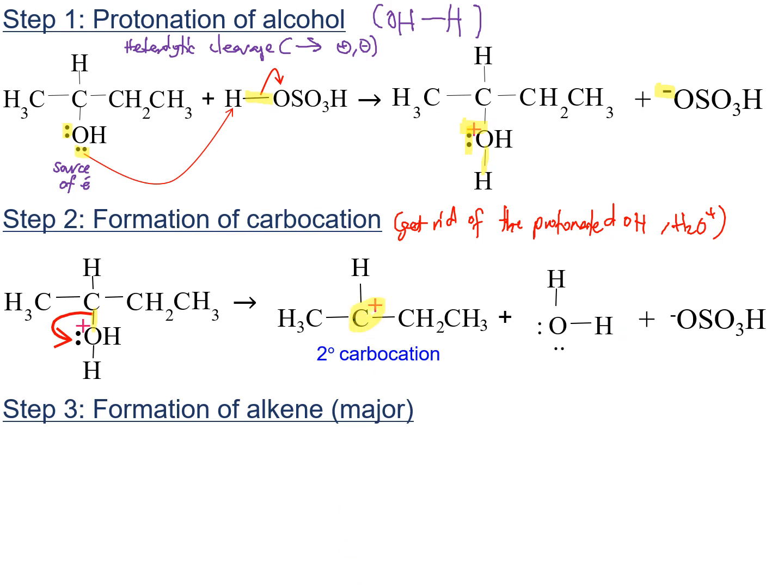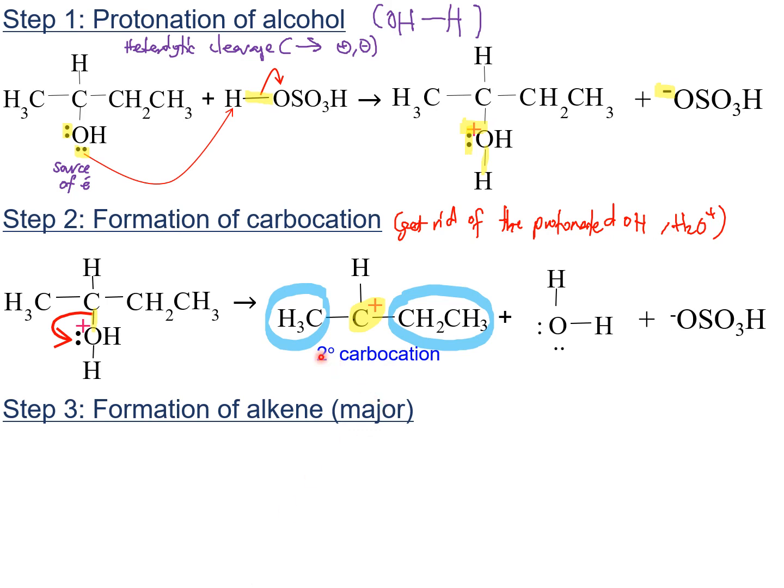Okay, so now kita dah dapat dah carbocation. Okay, what is the class of this carbocation? This is the secondary carbocation. How do you know that? Because this carbocation is surrounded by 2 alkyl groups. This is the first alkyl group. Okay, and then this is the second alkyl group. Alright, so you need to remember that. Okay, so that's why dia adalah secondary carbocation.